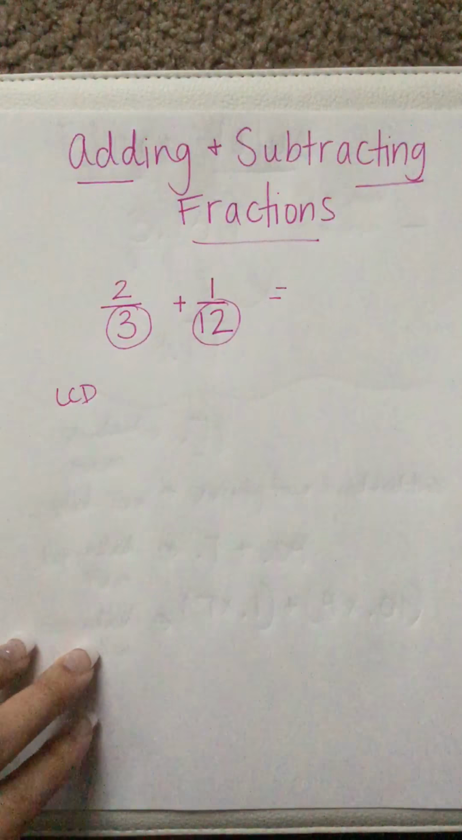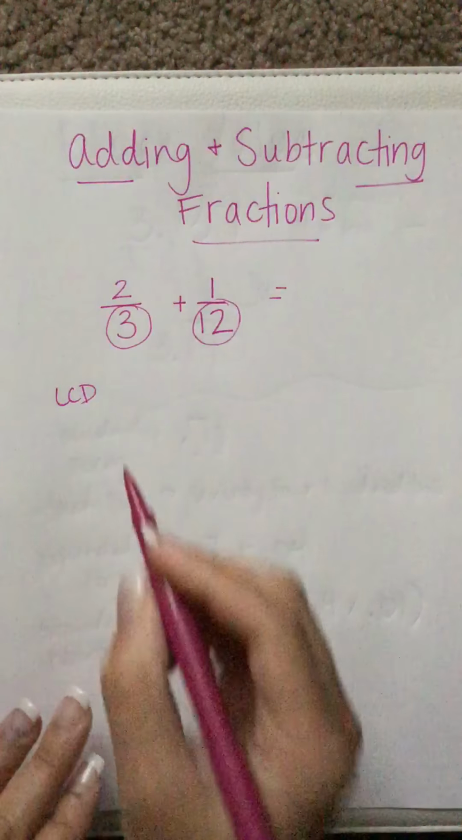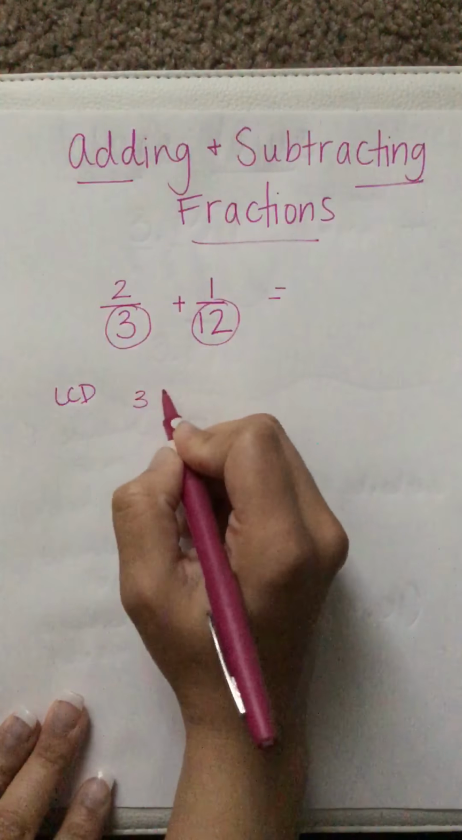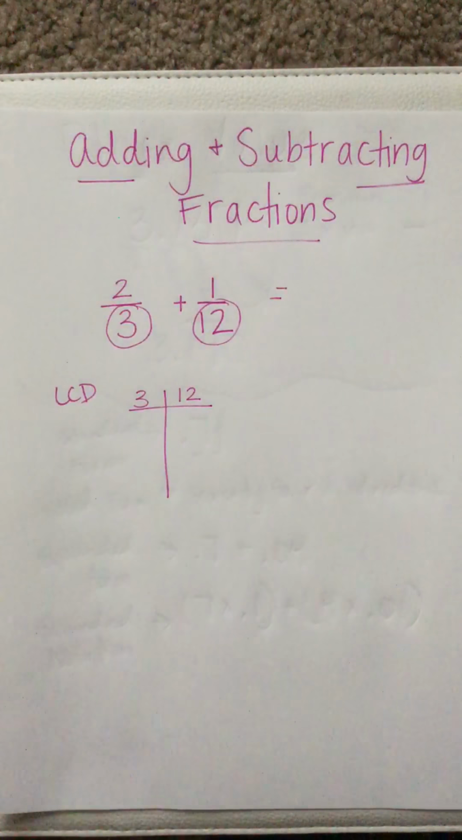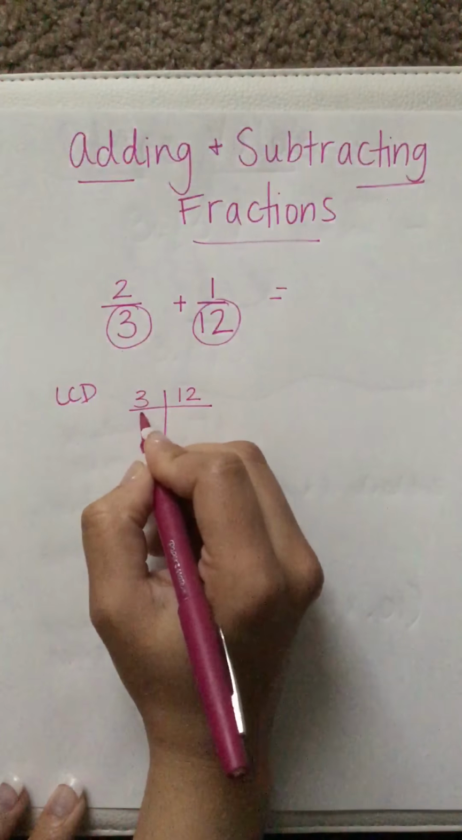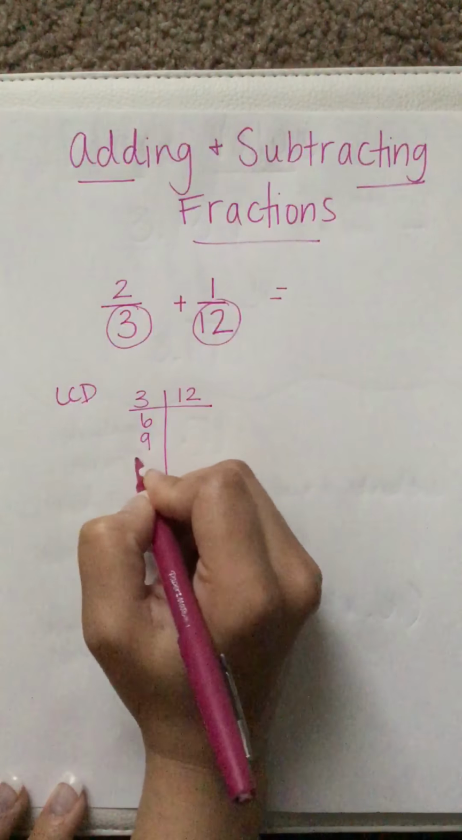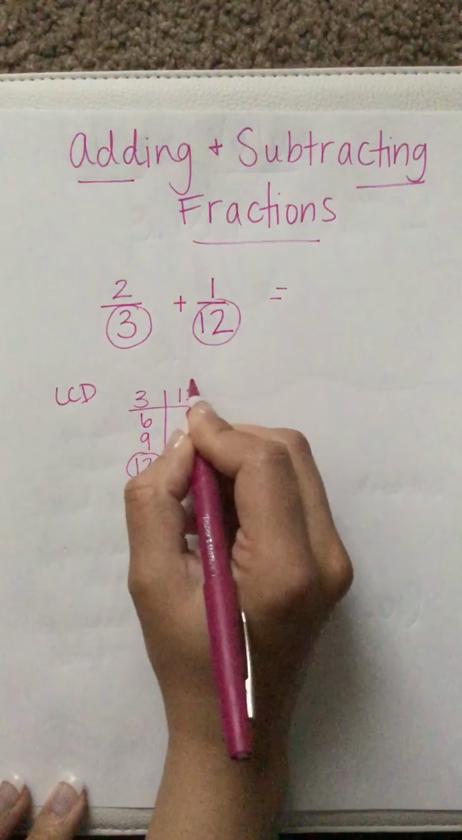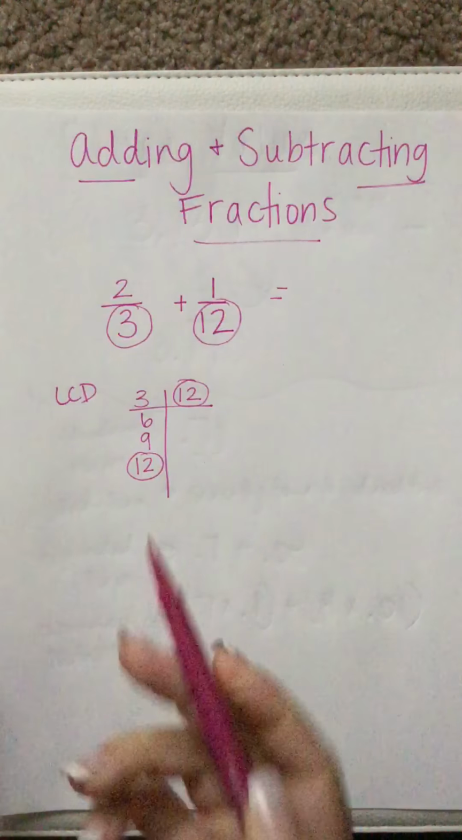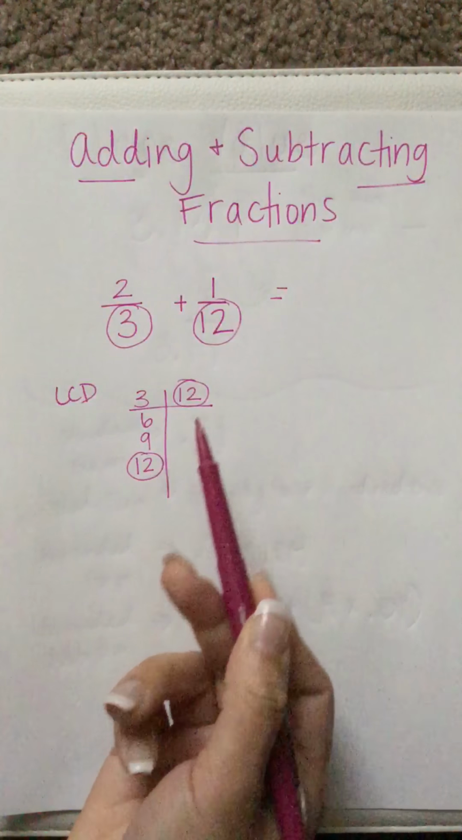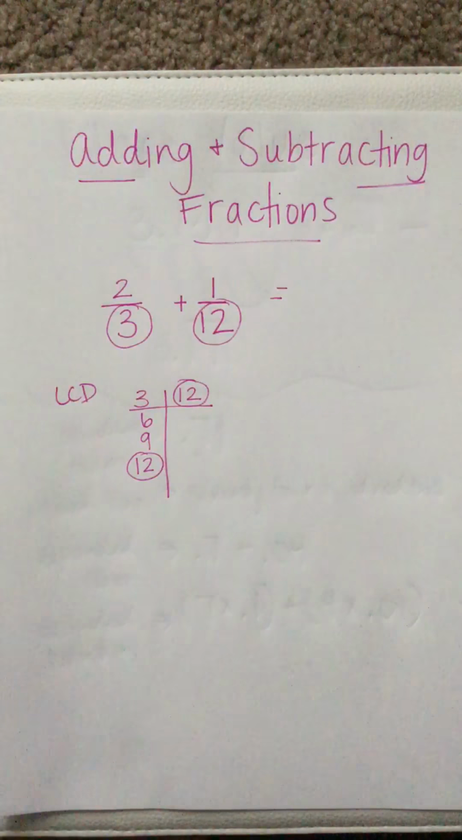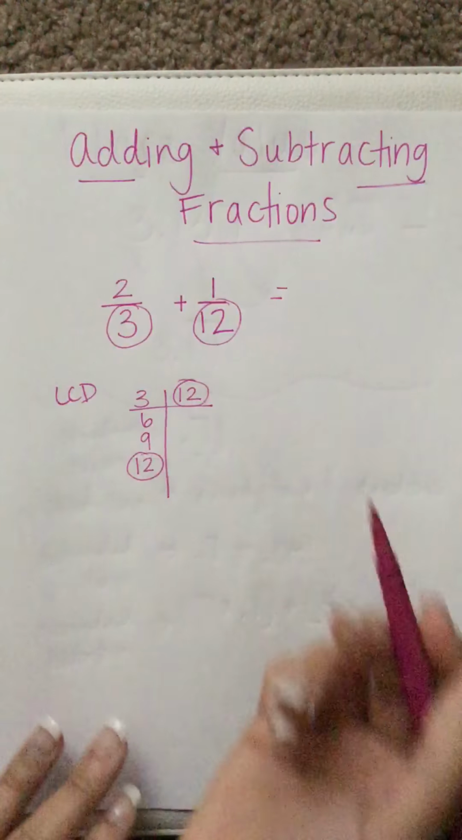LCD, least common denominator. So what we've done in class is we create a T-chart with our two denominators, and we write out the multiples of each until we get a match. 3, 6, 9, 12. Okay, so for our 3, we had to go to 12. But for 12, we can just leave it at that first multiple. So our match is 12.